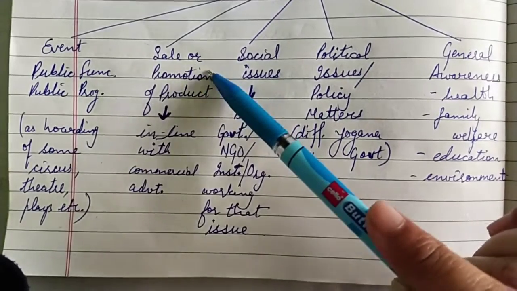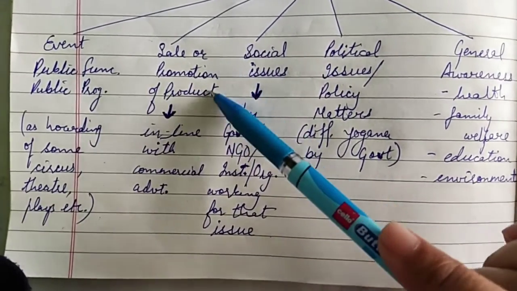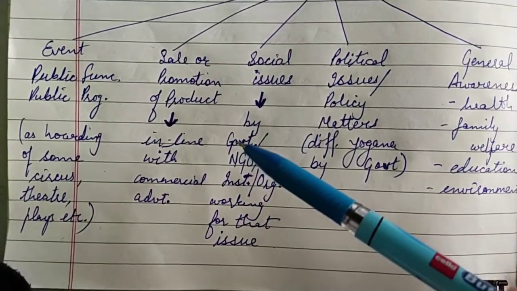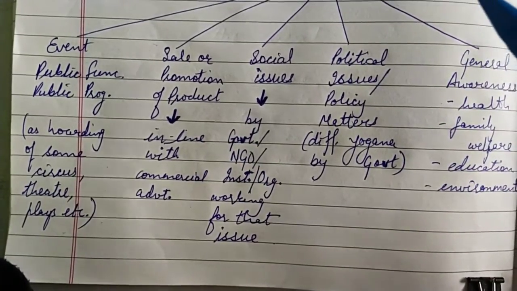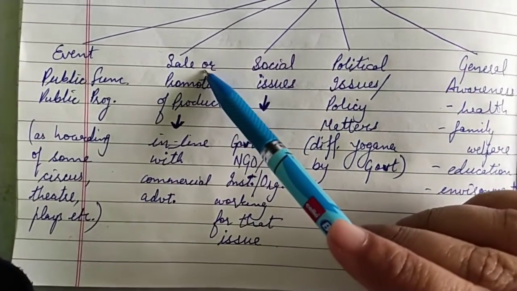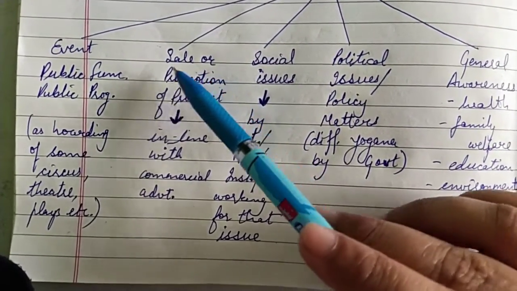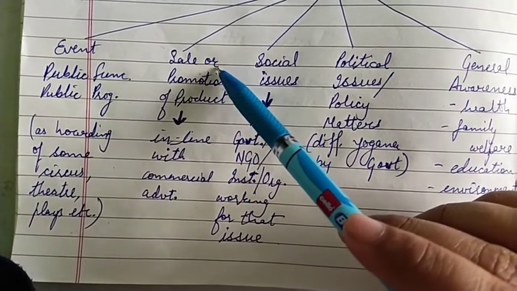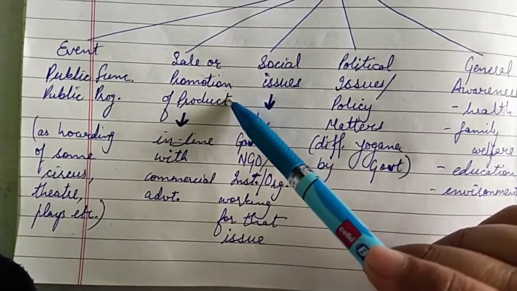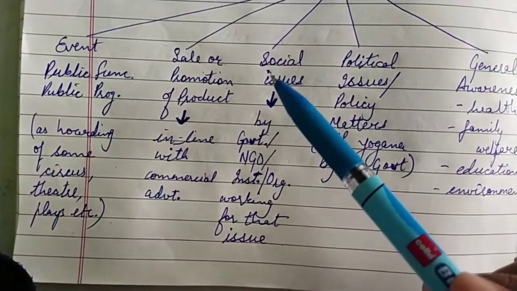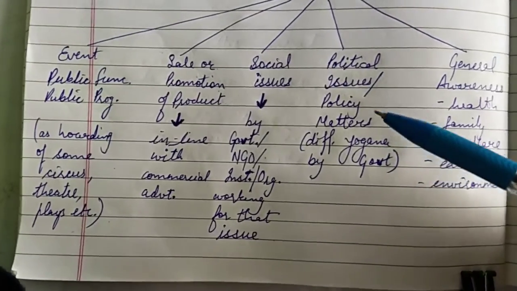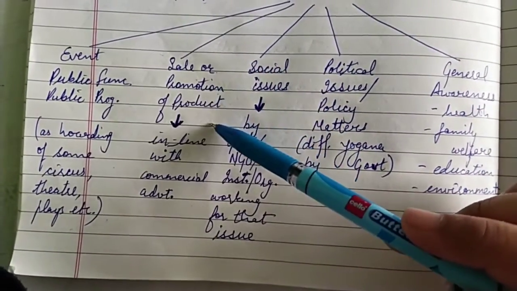The next is sale and promotion of the product. Sale and promotion of the product, basically they are in line with the commercial advertisement. What are commercial advertisements? That we will discuss in the chapter of advertisement when we do it next. So here the sale and promotion means some shop or some manufacturer is going to sell its product, or it is going to promote some brand new product, some new brand, some new styles that it has introduced. So, poster for sale and promotion.